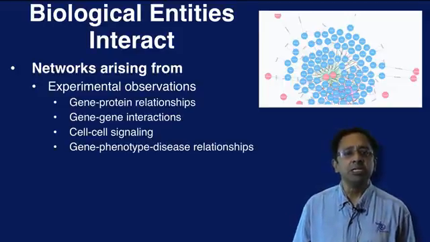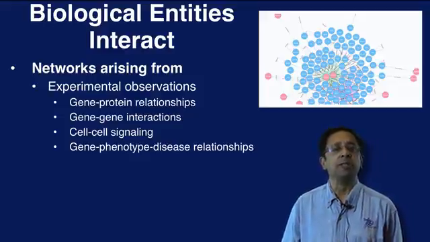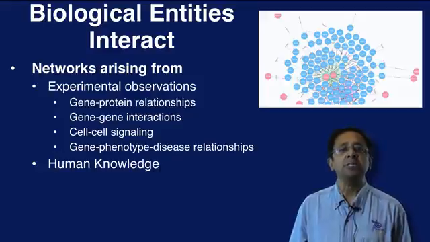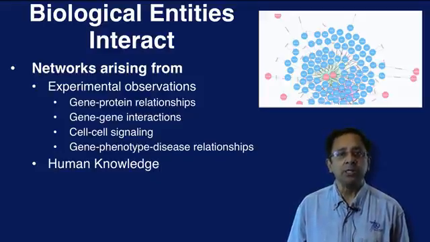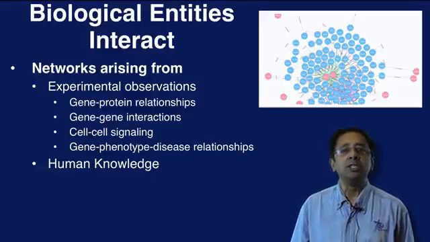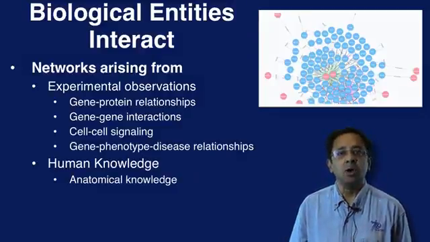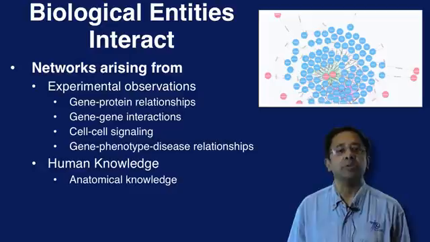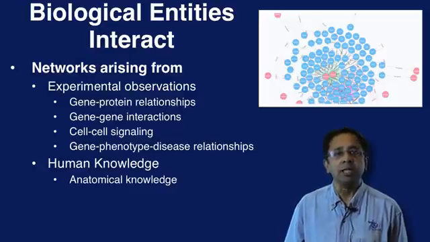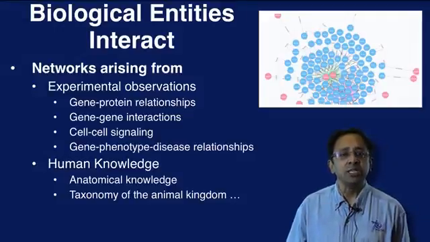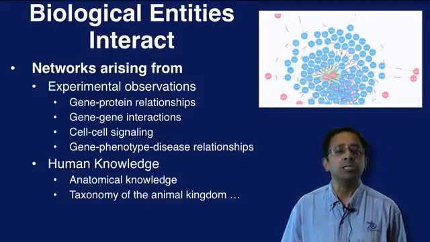Some of these interactions are observed and measured by experimentalists. Another class of graph relations represent human knowledge. For example, an edge may denote anatomical association, such as the nucleus is inside a cell, or that the cerebral cortex is part of the brain. Similarly, one can encode different classifications of entities like both humans and dogs are mammals.